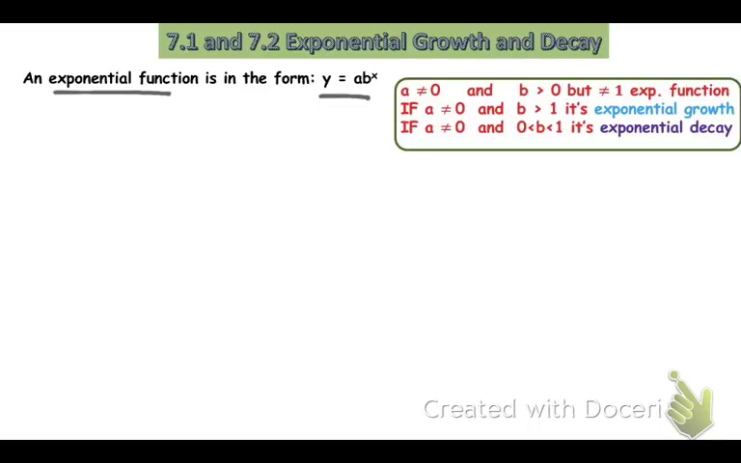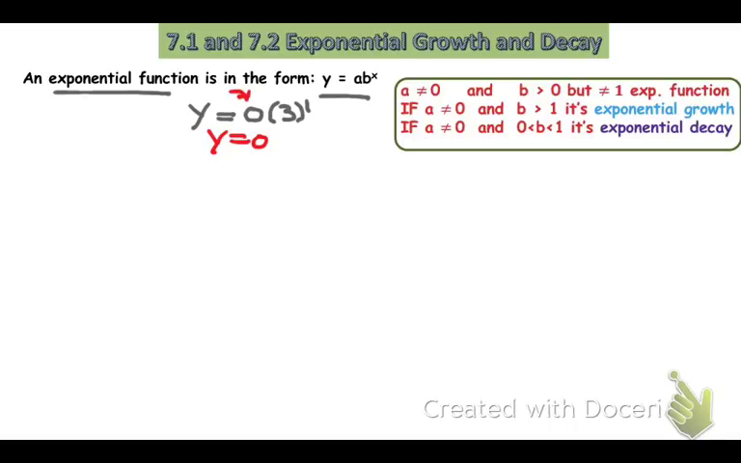A cannot be equal to 0 because then y is just going to be equal to 0, and I'll show you. So if a is equal to 0, and I just substituted in a 3 for the b value, it comes out to be y equals 0. So that does not represent exponential growth or decay.